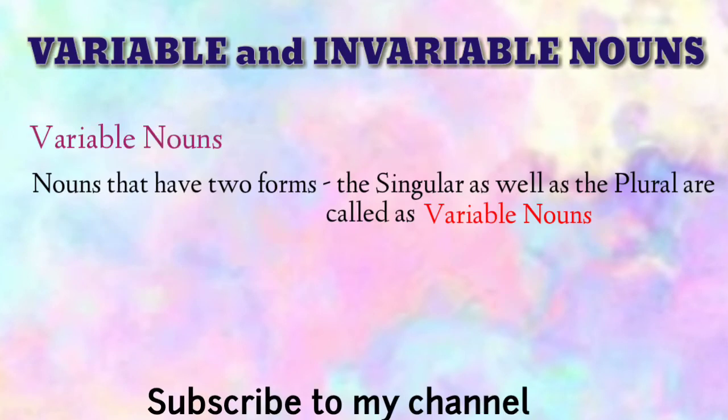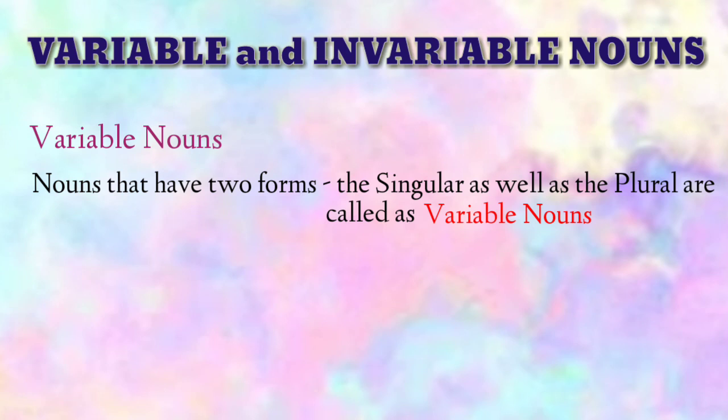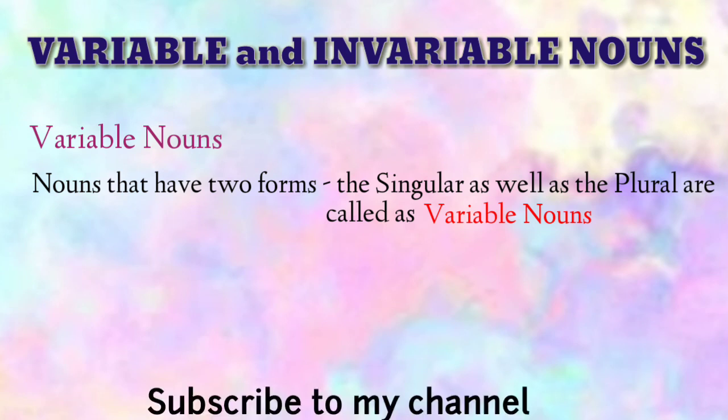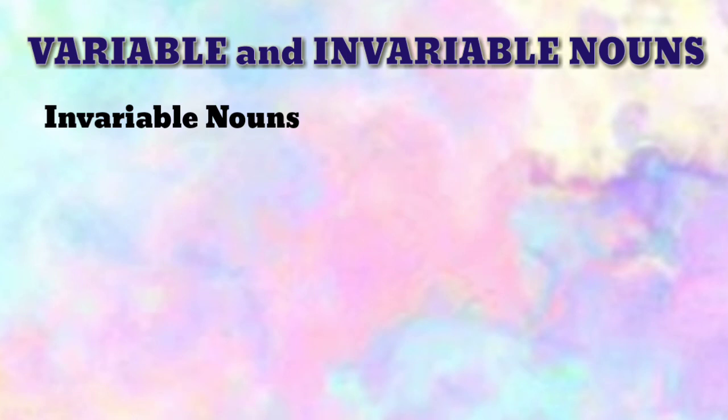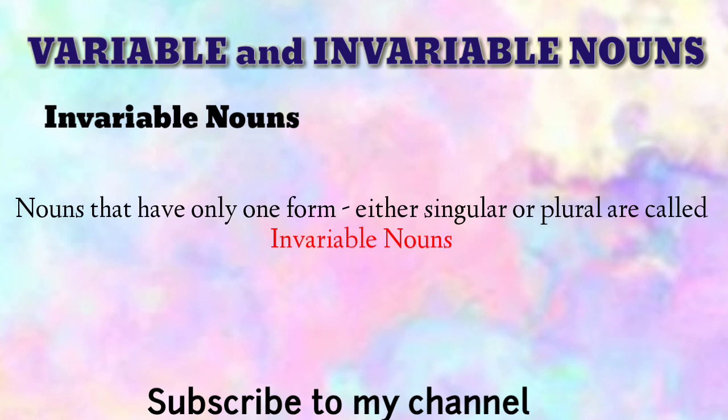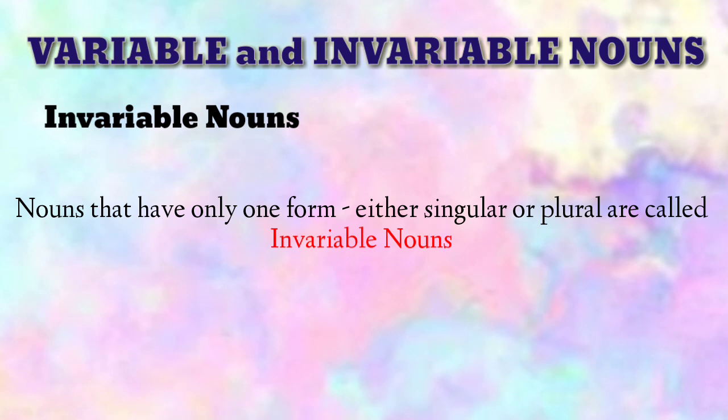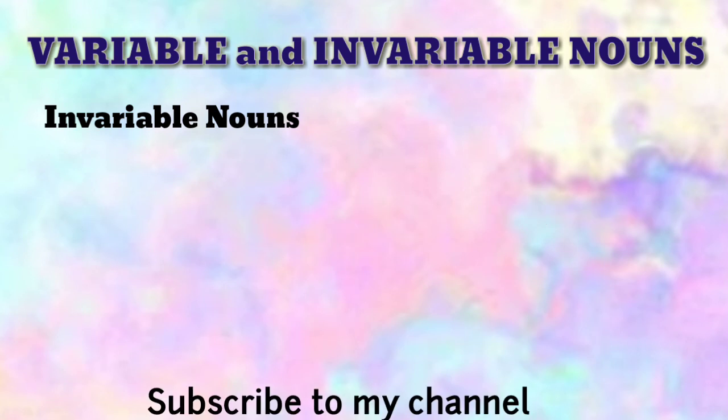So students, nouns that have two forms, that is the singular as well as the plural, are called variable nouns. Moving on, the next is the invariable nouns. So students, nouns that have only one form, that is either singular or plural, are called invariable nouns.